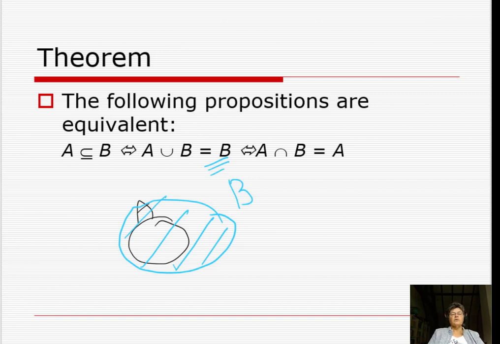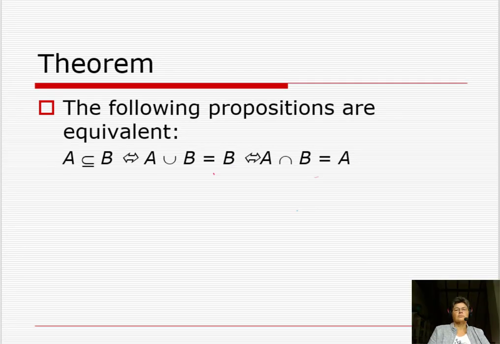And also if we look at the intersection of the two, let's make it another color, the intersection of A and B, that is this part. So the intersection of A and B is A. And so if A is a subset of B, then we know that the union is B, and we know that the intersection is A. But we can also work the other way around.